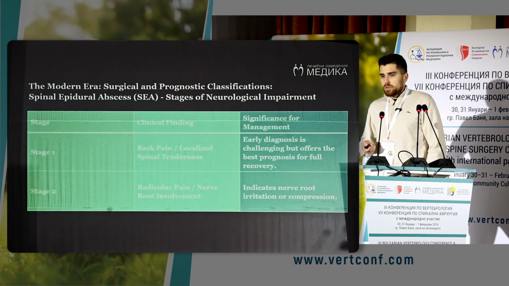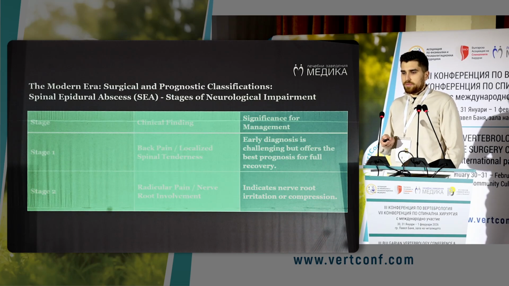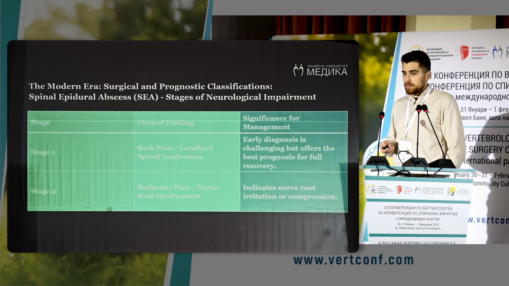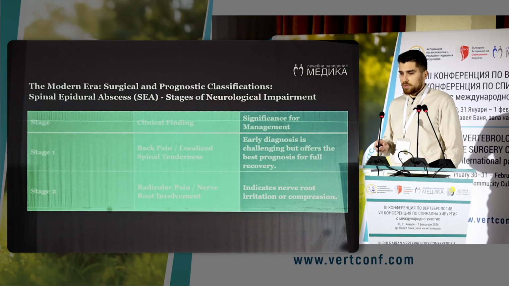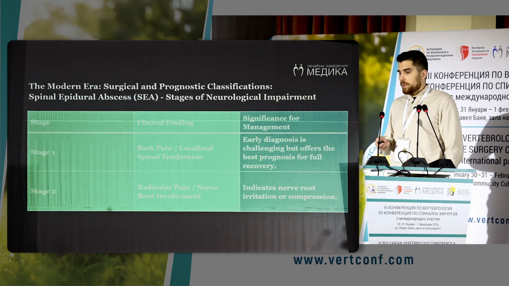This one is the modern era classification with 4 stages. Stage 1 is characterized by back pain and localized tenderness. It's very difficult to diagnose, but it's best if it's done, and the prognosis for the patient is full recovery. Stage 2 is characterized by radicular pain or nerve root involvement.